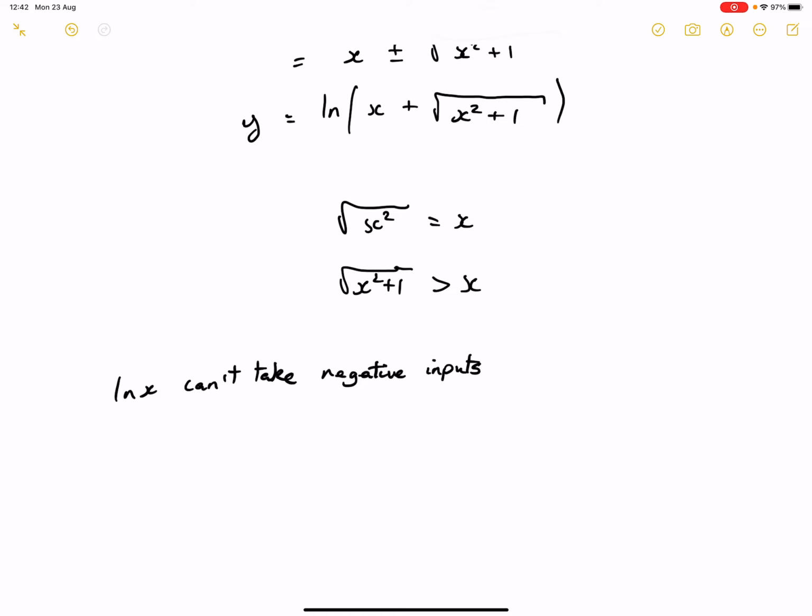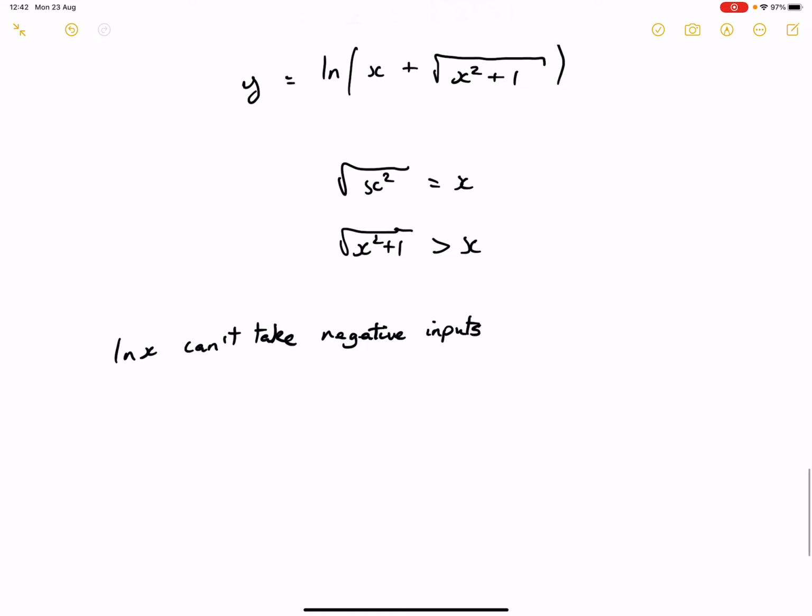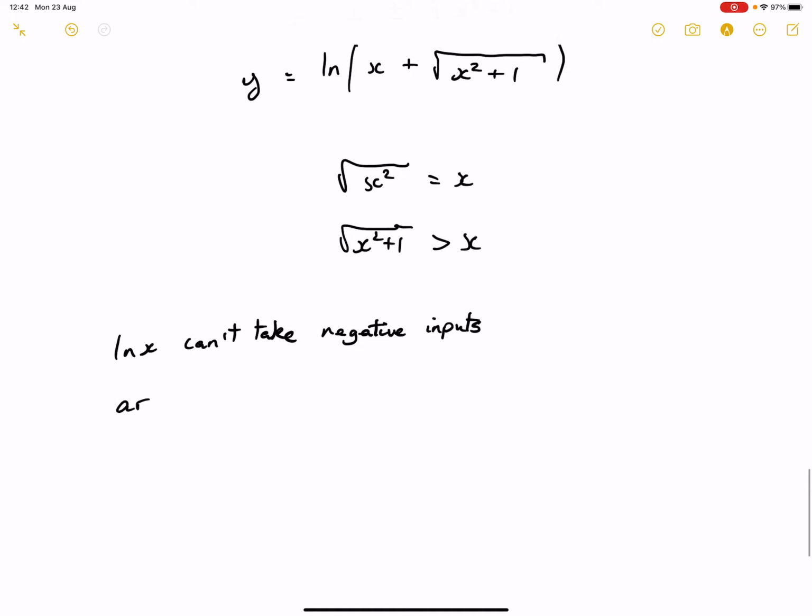And well, that's his proof. So I'm going to write r sinh x should be equal to the natural log of x plus the square root of x squared plus 1.